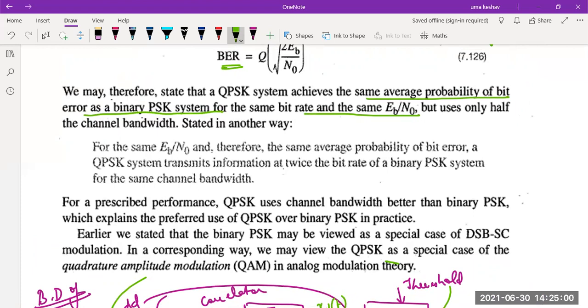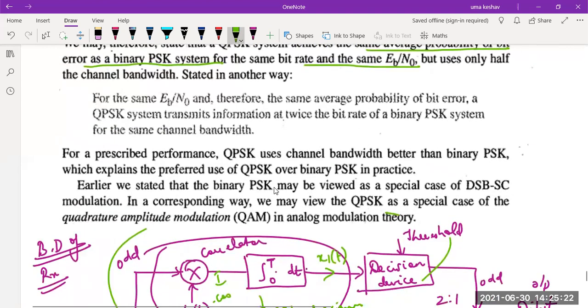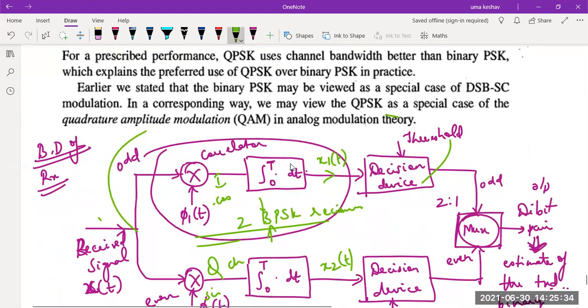So both BPSK and QPSK are compared to have the same bit error rate and the same EB by N naught ratio. And this is how we get it. And when we have to compare, that's why we will use gray encoding, so that our bit error rate will be half of this average probability. Hence, we'll get the same performance, but we are transmitting 2 bits where we would send only 1 bit in BPSK. So QPSK is more efficient.